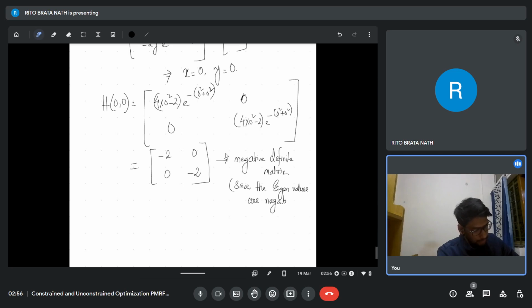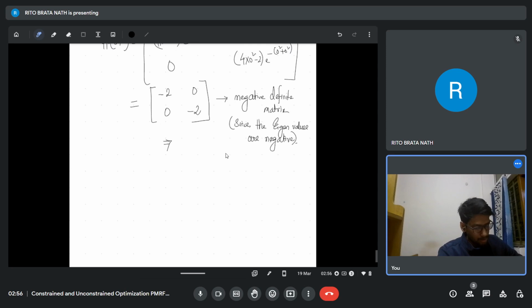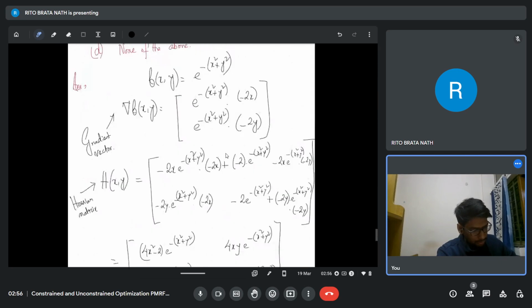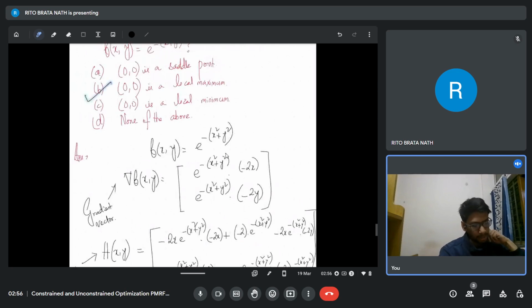So this is equivalent to the second derivative being less than 0, right? That means this would be a local maximum. It's not a saddle point because everything is not 0. So option B is the correct answer, which tells you that (0, 0) is the local maximum. So that's all about the assignment 7 solutions.